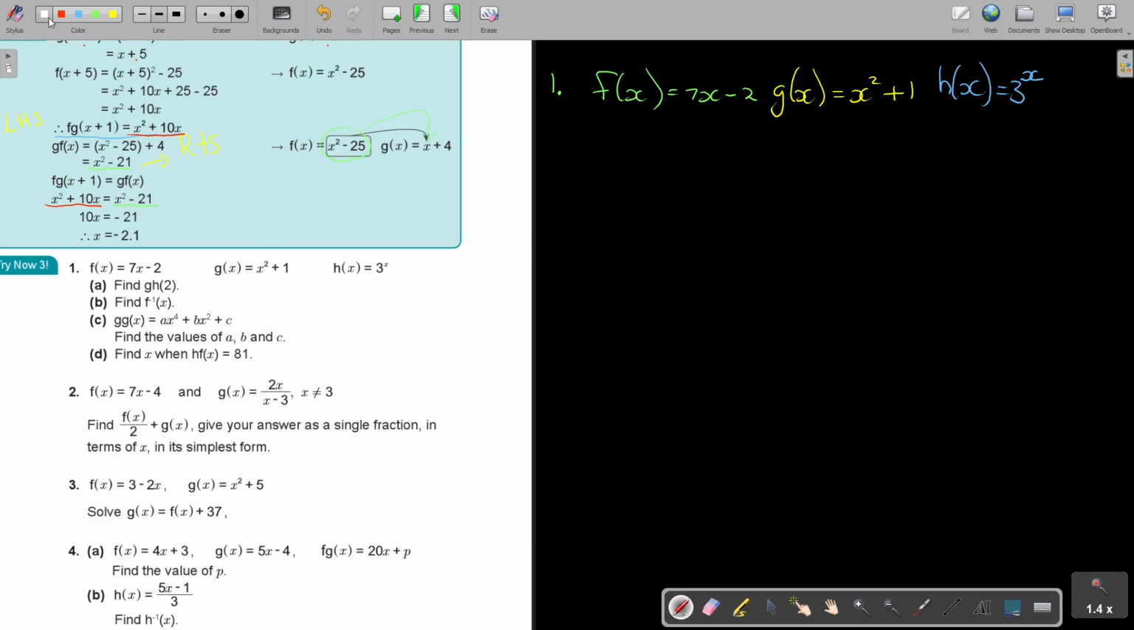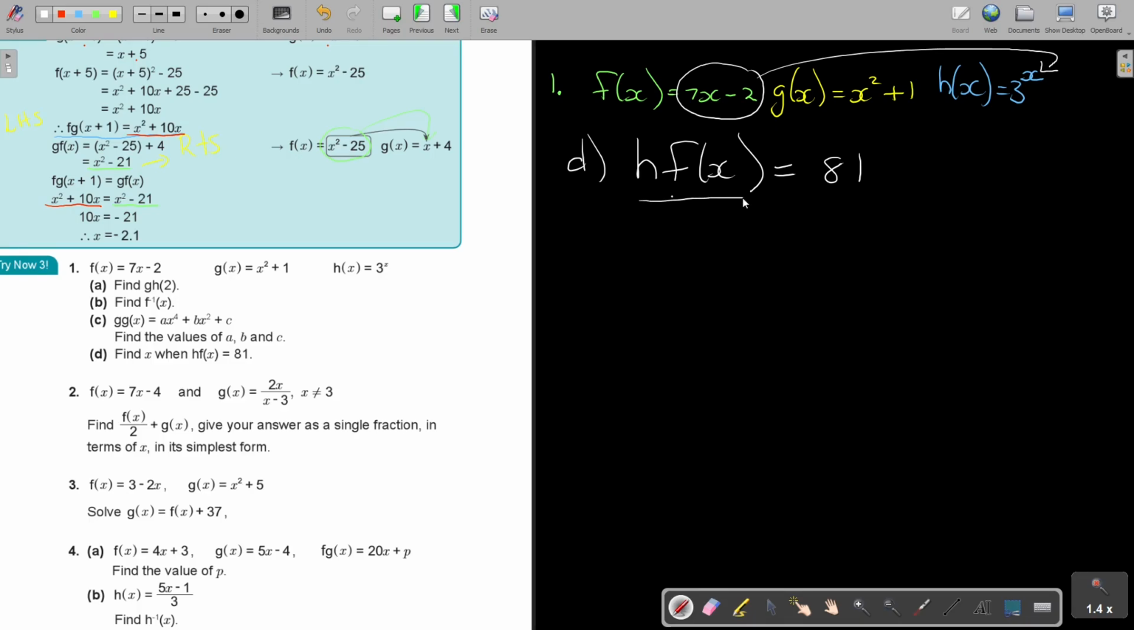Okay. So basically, I'm just going to say, this is number D, and it's h(f(x)) is equal to 81. So in the place of f, there, I'm going to take f, can I show you there? And I'm going to throw it in h. Did you see that? Okay, so basically, if I just want to get this, I'm going to say 3, and now in that place of x, it's going to be 7x minus 2, and that is going to be equal to 81.